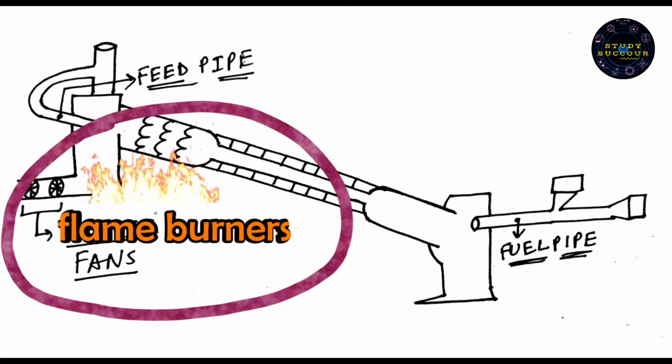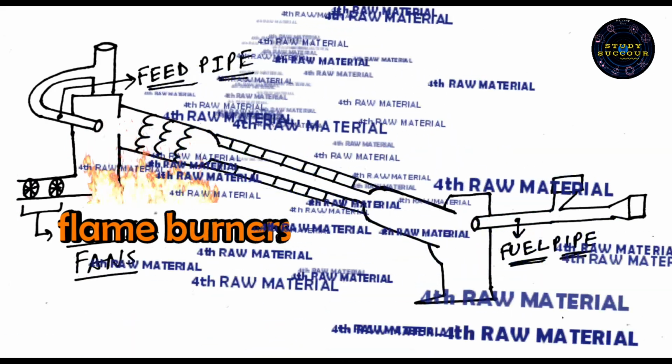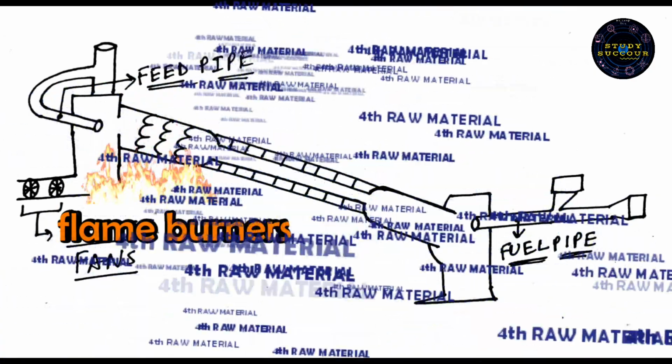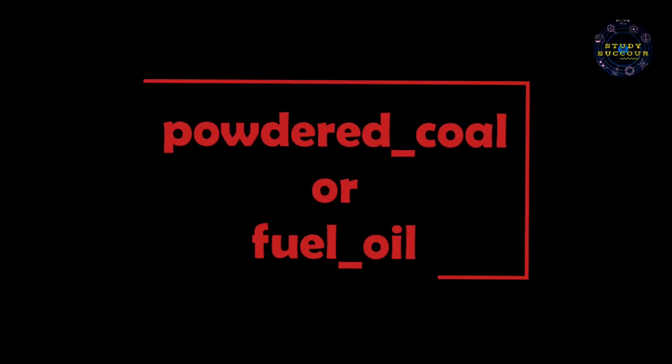Now here, as I mentioned, are the flame burners. These burners use the fourth raw material, as discussed by us, for the manufacture of Portland cement, that is powdered coal or fuel oil. Now you should remember one point. This burning stage is totally dependent on the rotary kiln, so you must know all its functions.